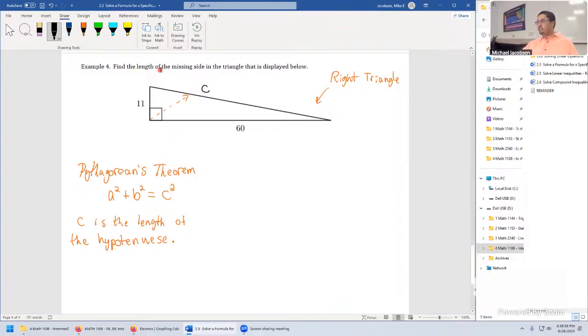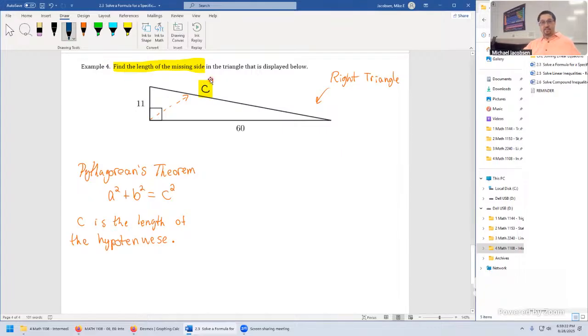It says find the length of the missing side, and that's exactly what C is in this problem. So once we find a value for that, our work is done. They never said what the measurement was. They didn't say this is 60 feet or 60 centimeters, but that's okay. We'll think of this as just 60 units, maybe it's miles, maybe it's meters, and so on.